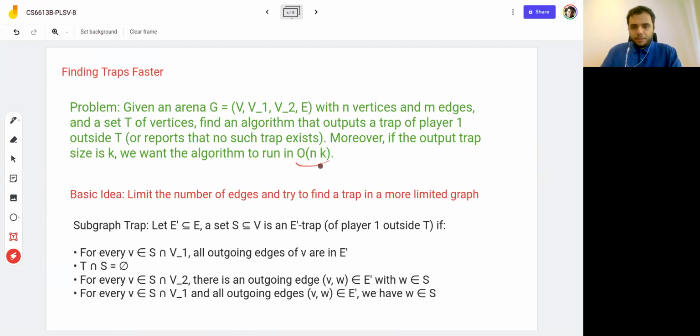This might be a little bit weird because the runtime of the algorithm is actually dependent on the size of the output here, because I'm saying if the output trap size is k, I want the algorithm to run in order nk. But that's fine. We will find such an algorithm. And in this session, we're going to mostly talk about this algorithm, which is basically called hierarchical decomposition.